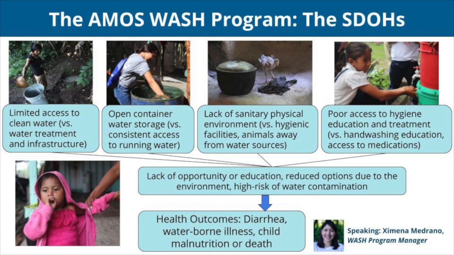It's easier with kids, of course, we all know that, but in rural communities, in the WASH program, with the water filter program, we have more contact with the women or the men from the house, who are basically the ones taking care of the filter. So all these factors lead to an increased risk of water contamination and health outcomes like diarrhea and waterborne illnesses. And this can cause malnutrition or, in the worst case scenario, death.